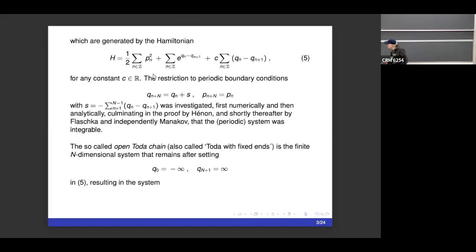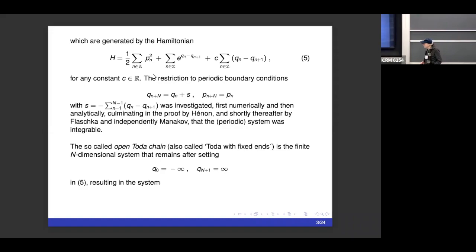The restriction to periodic boundary conditions, q_{n+N} = q_n + S, p_{n+N} = p_n, where S is equal to the sum of the differences of the q_n's, was investigated first numerically and then analytically, culminating in the proof by Henon and shortly thereafter by Flaschka and independently Manakov that the periodic system was integrable.